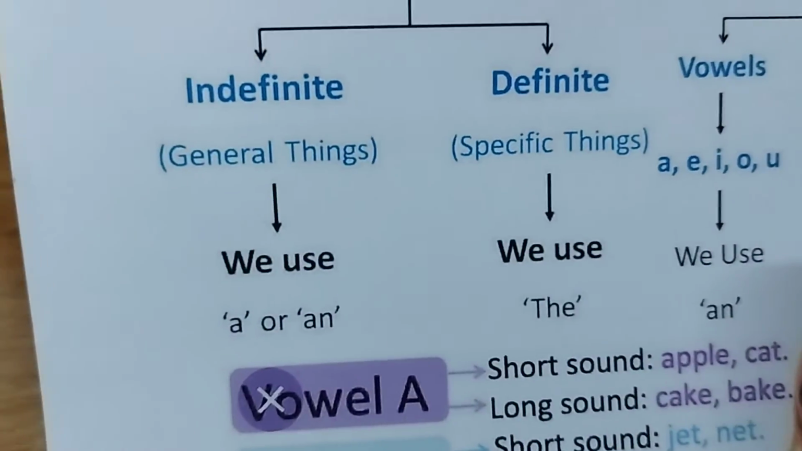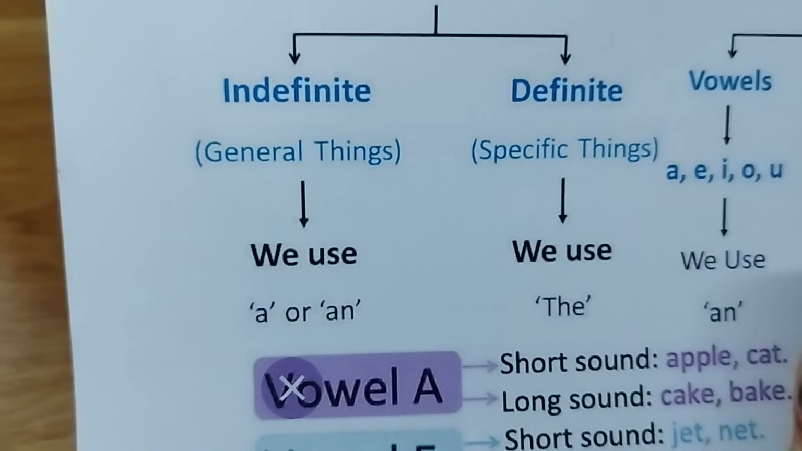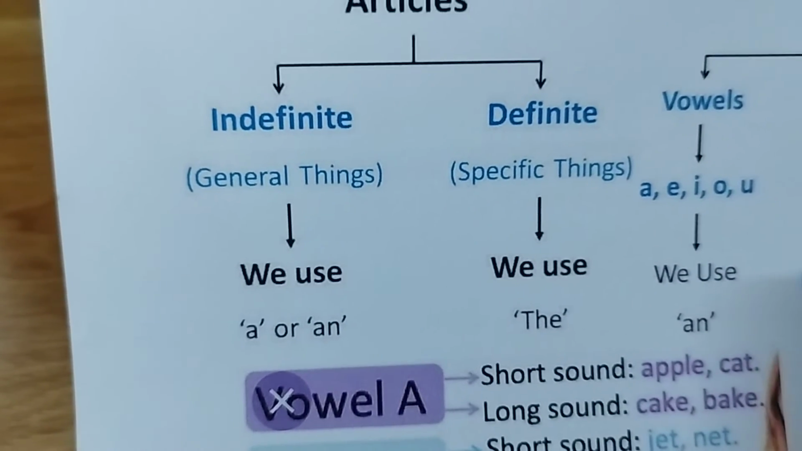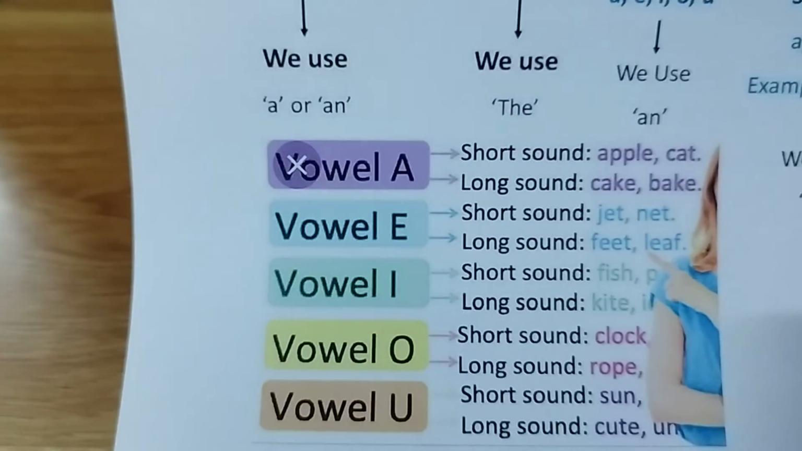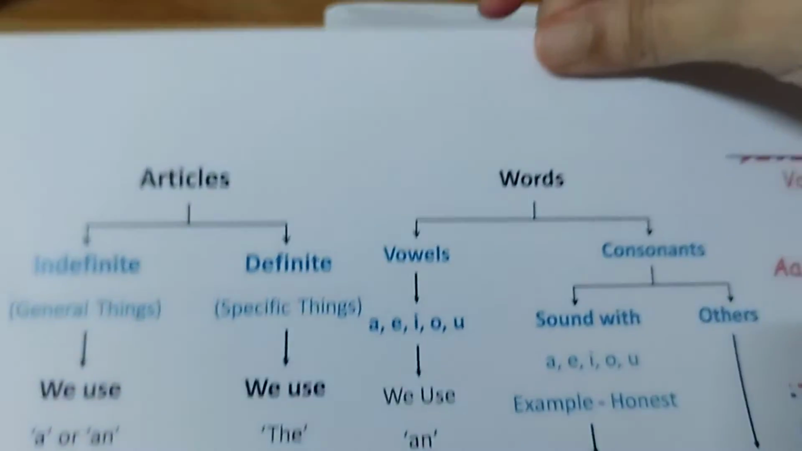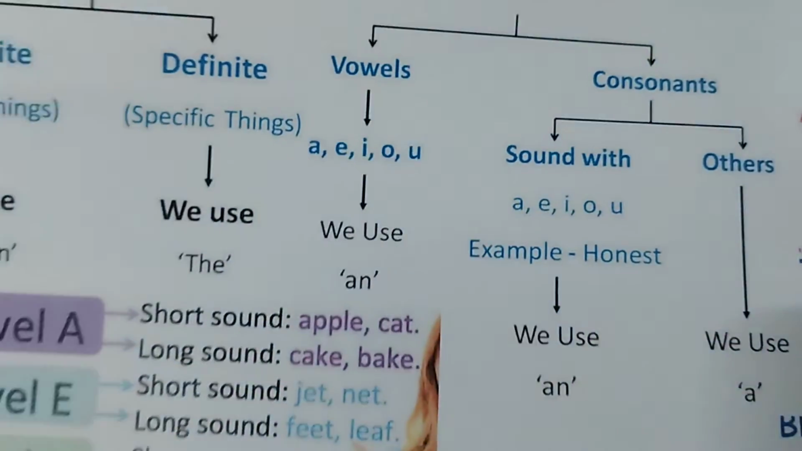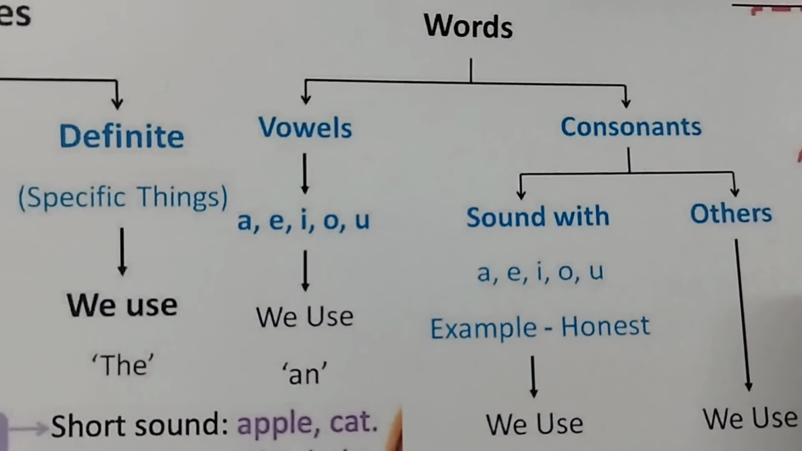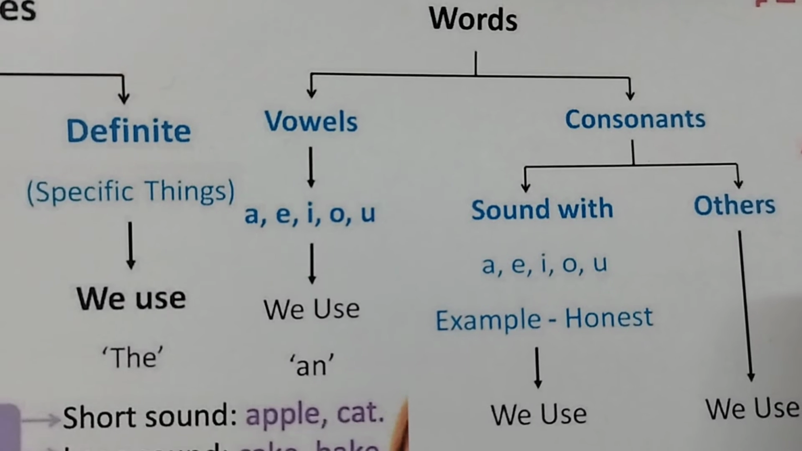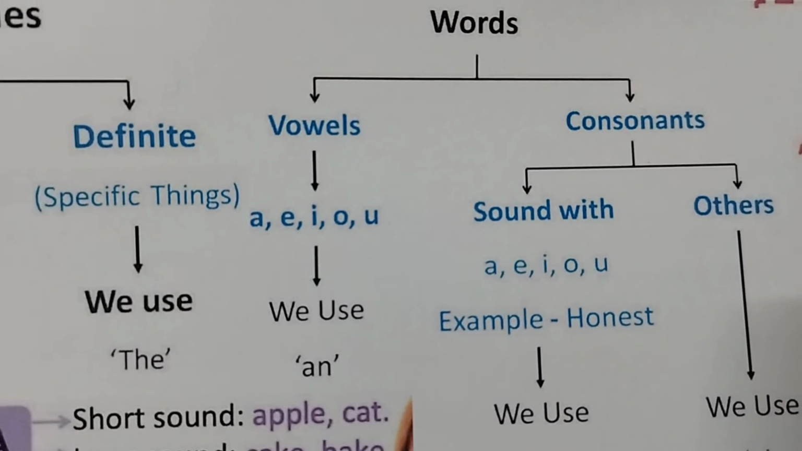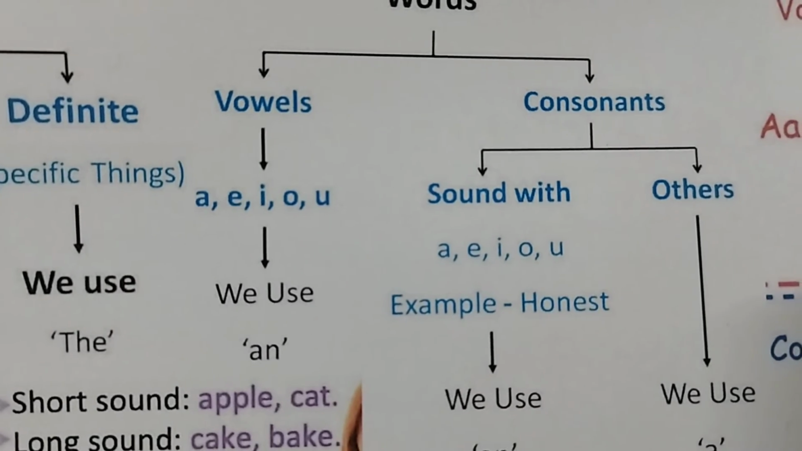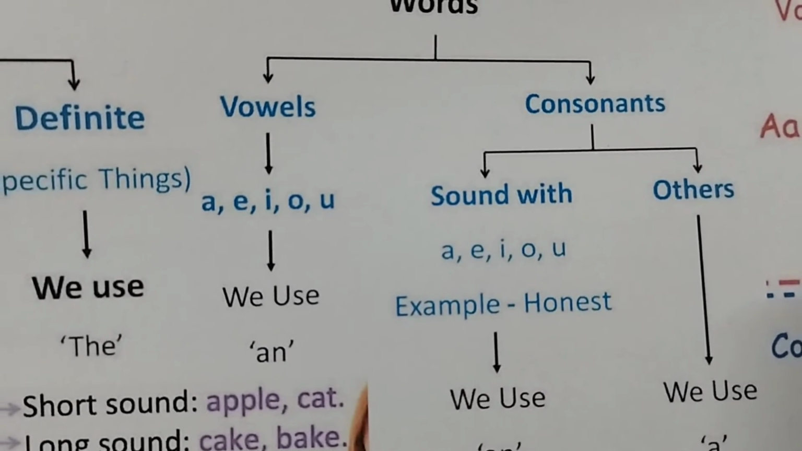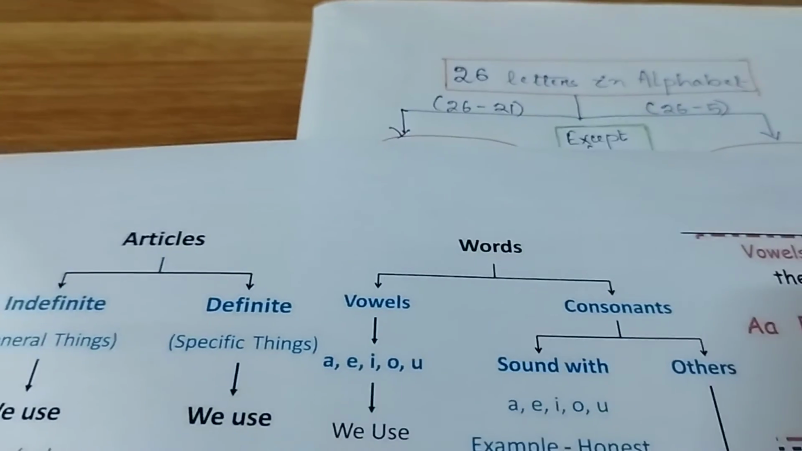What do you mean by indefinite? It means in general things. For definite we mean specific things, like we are particular about things, so there we use the. Words are defined as a mixture of vowels and consonants. Vowels are a, e, i, o, u, and consonants are with sounds other than a, e, i, o, u. Again, do not get confused.